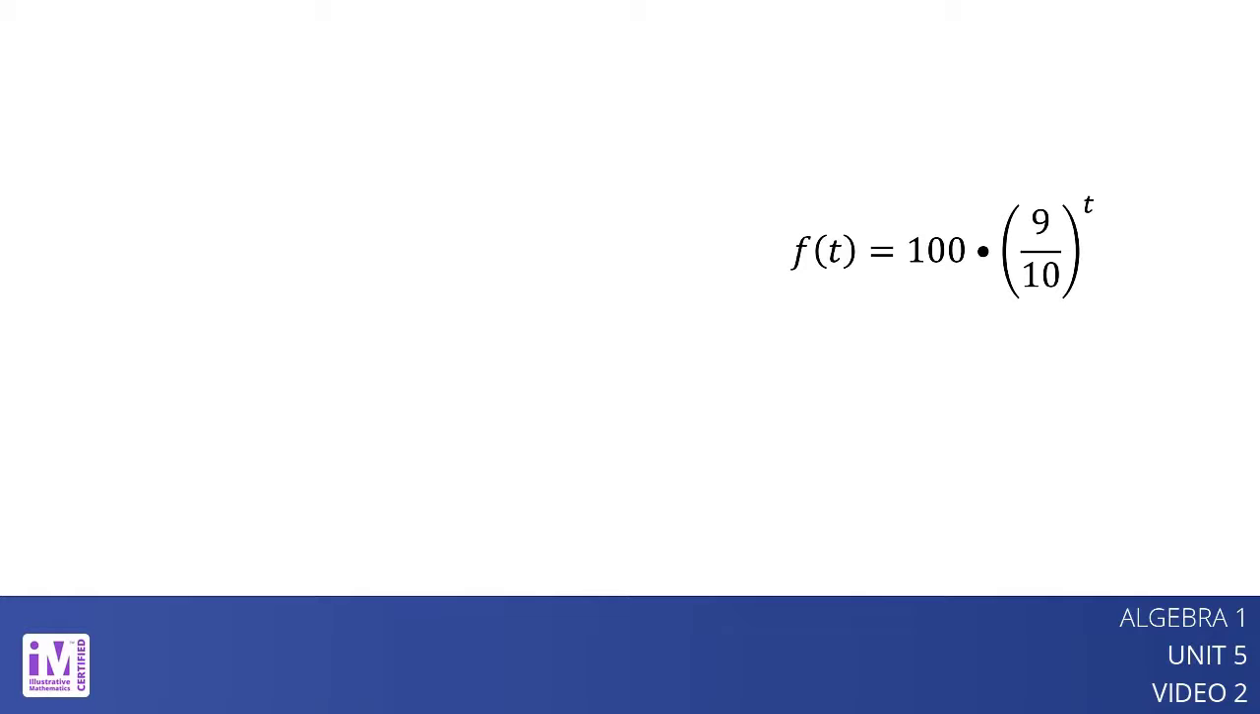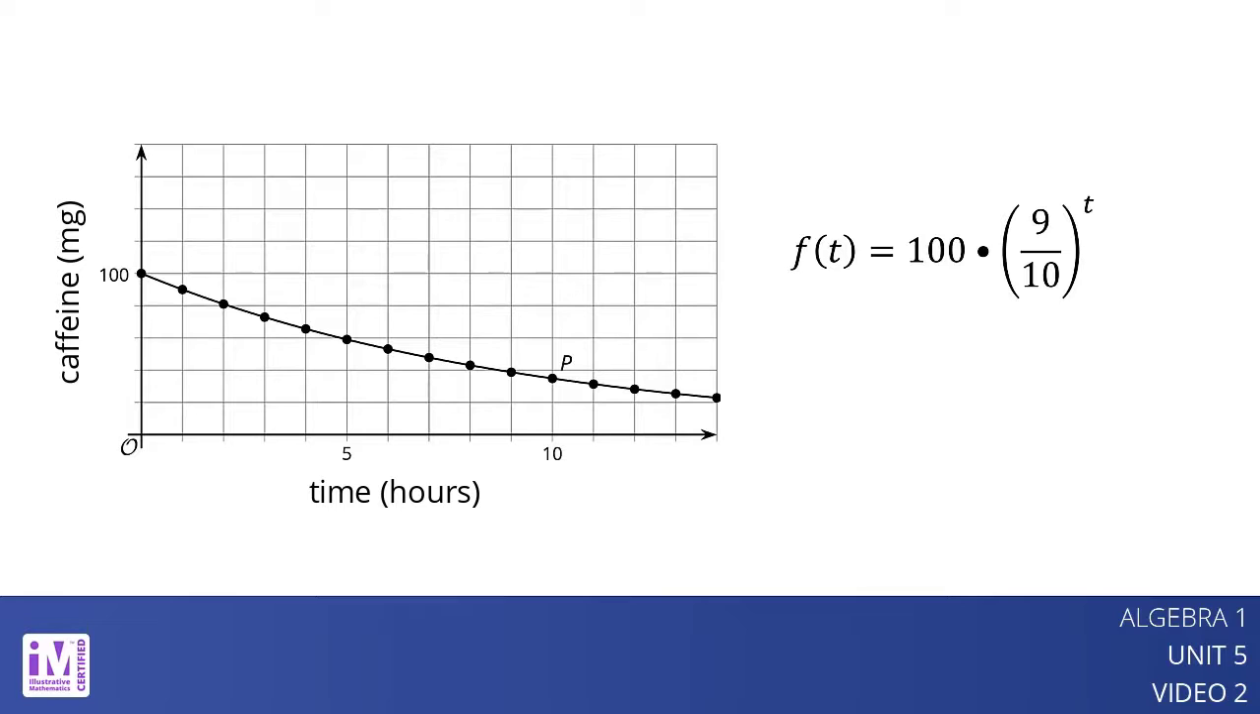We can also graph the function to better understand what is happening. The point labeled P, for example, has coordinates approximately 10, 35. So it takes about 10 hours after the initial measurement for the caffeine level to decrease to 35 milligrams.